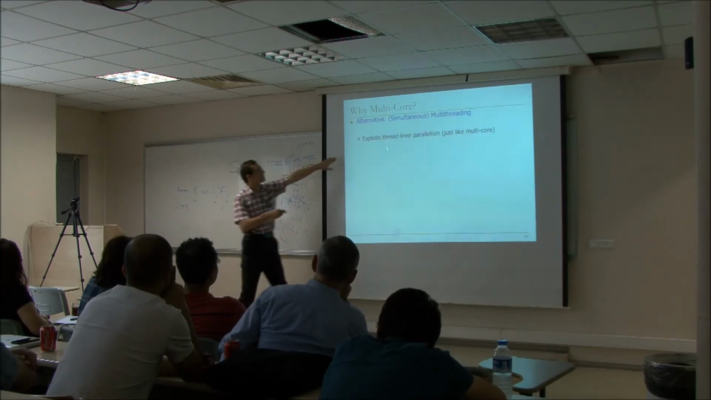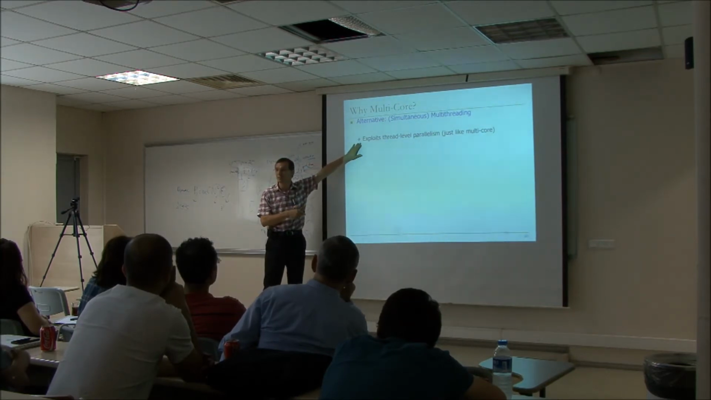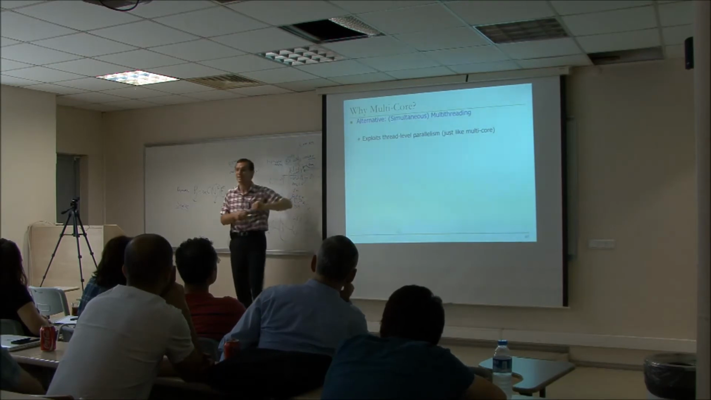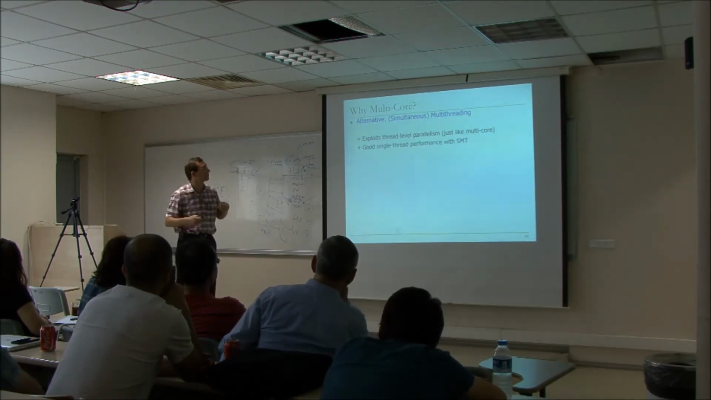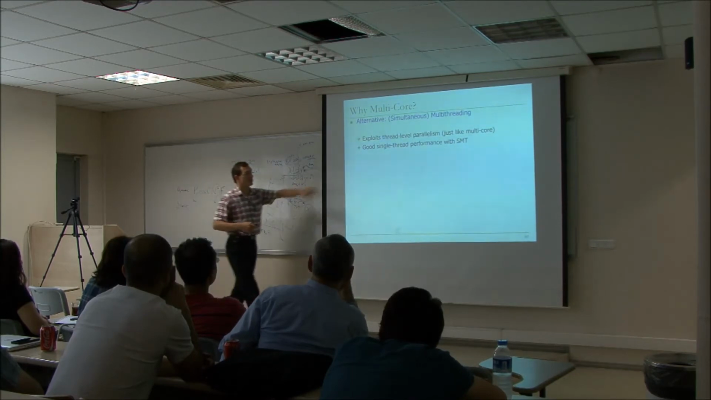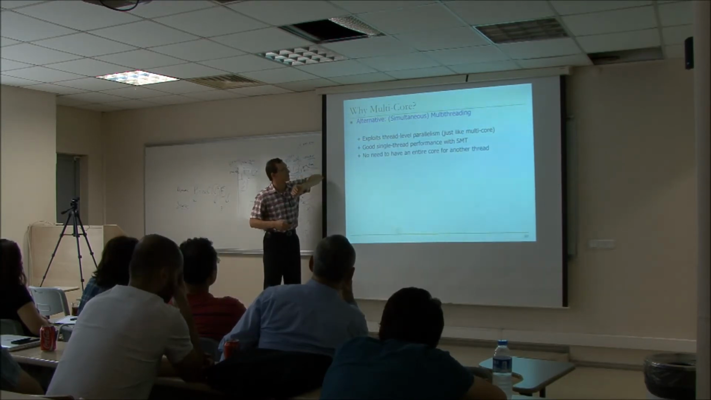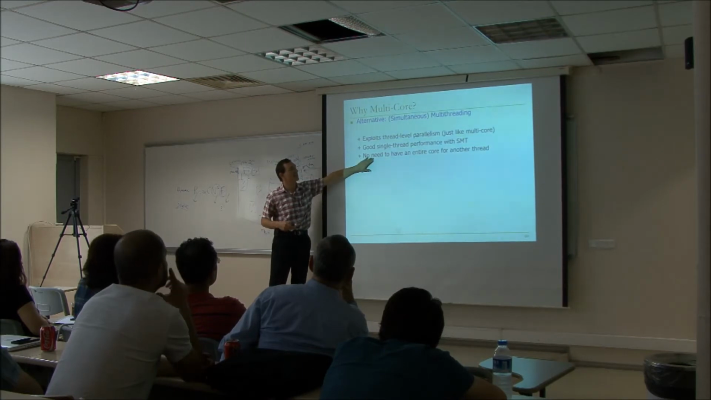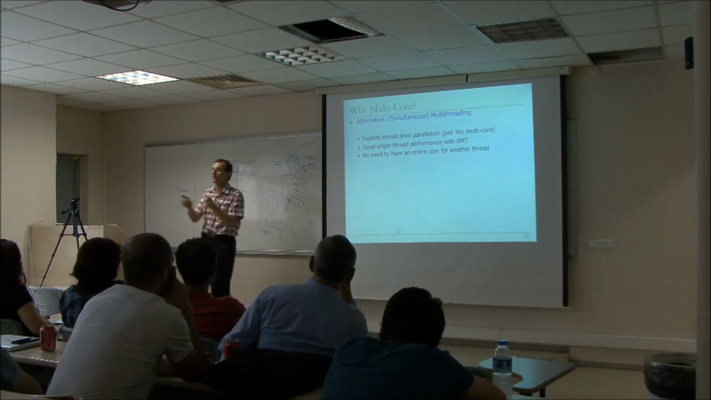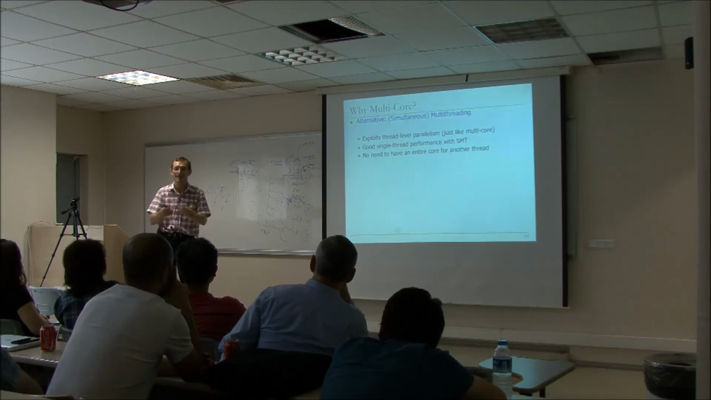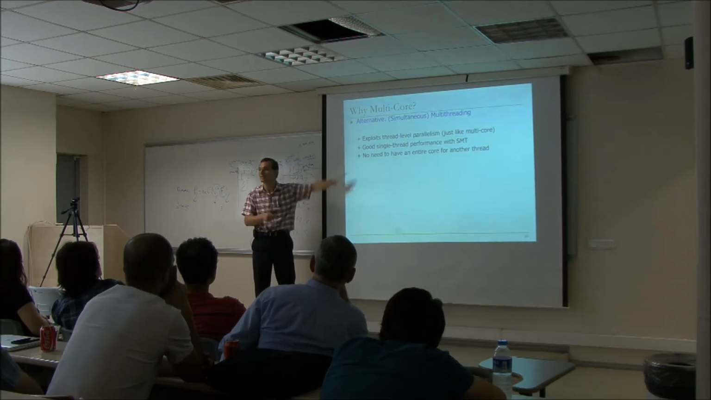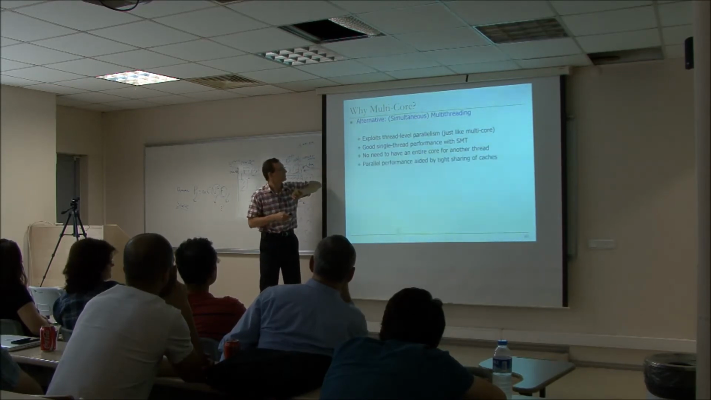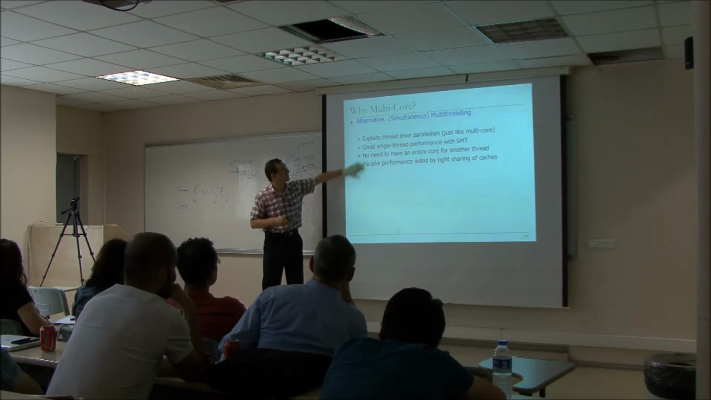The upside is this exploits thread-level parallelism, just like multi-core. It achieves a lot of the benefits of multi-core, right? You can have many threads at the same time. You can also have good single-thread performance because you still have a large core. You don't need to have an entire core for another thread. You can even have much finer-grained communication. If you want to parallelize your program and the tasks communicate very quickly, in very fine grain, you can do that communication at the L1 cache level, because these threads share the L1 cache. So there are a lot of upsides to this.